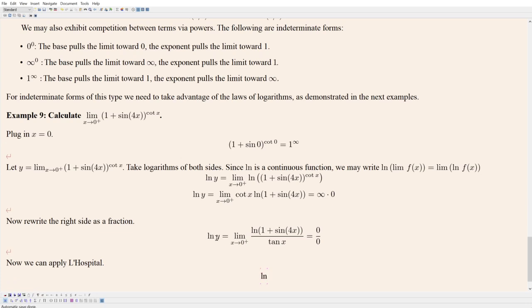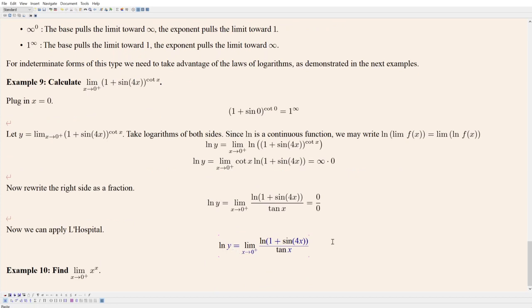So don't forget this left-hand side, because we are working with an equation now instead of a single expression. This is important because at the end we're going to want to solve for y.